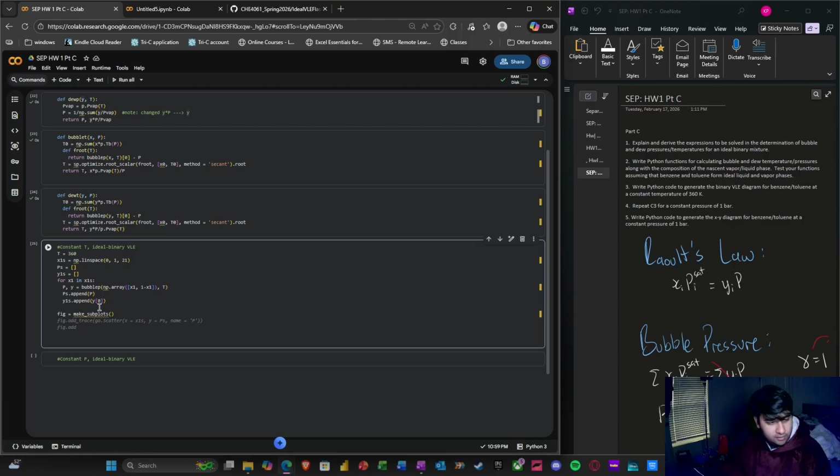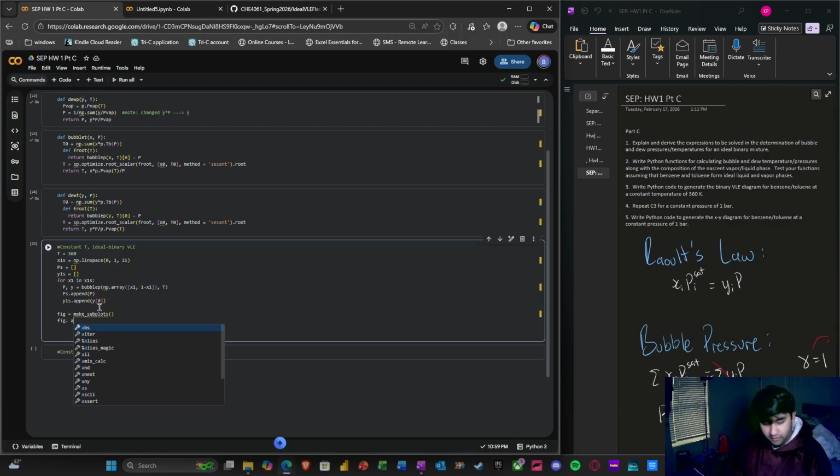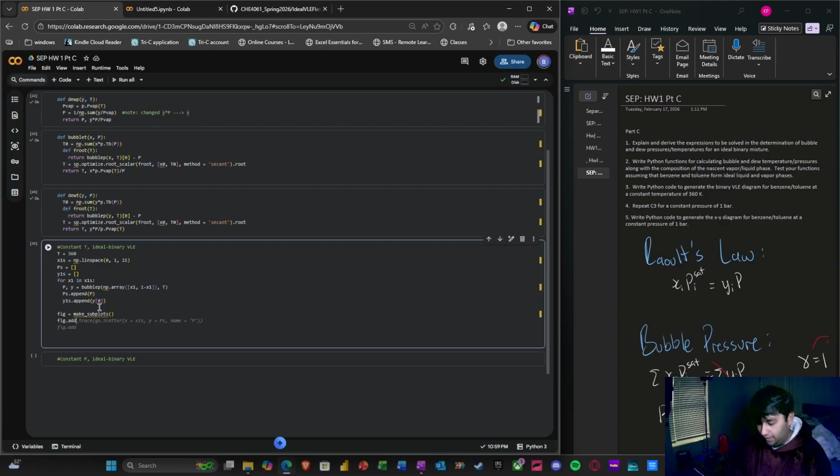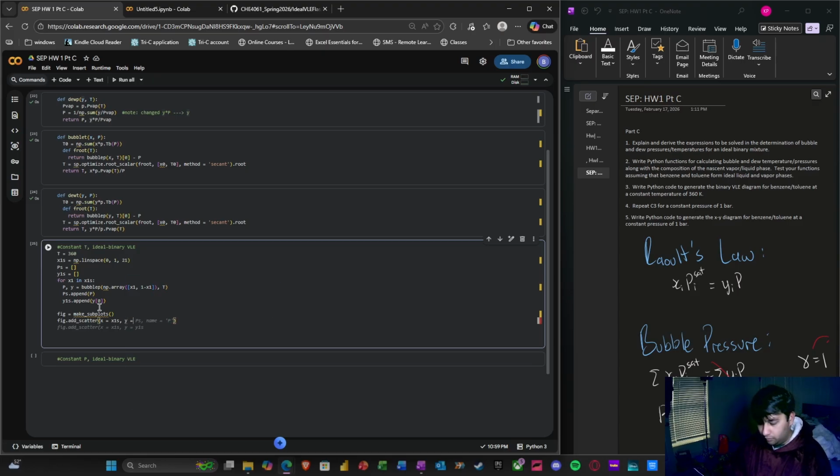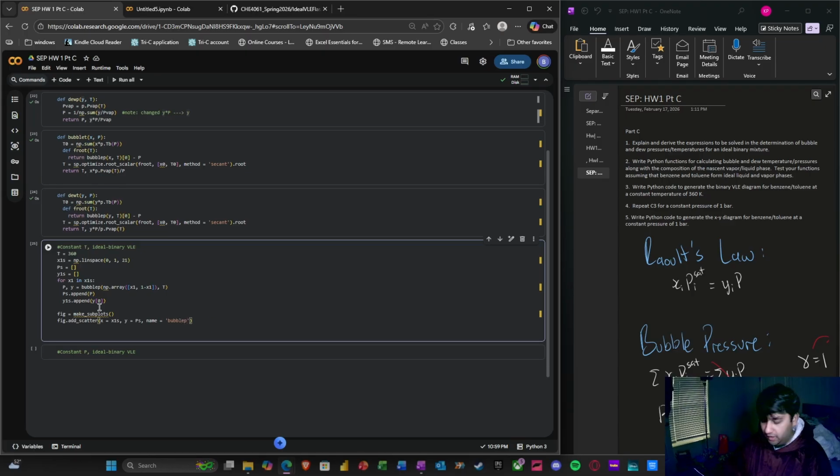So fig equals make_subplots. We're going to do fig.add_scatter, and our x will equal x1s, and our y will equal our pressures. And let's give the name bubble p.